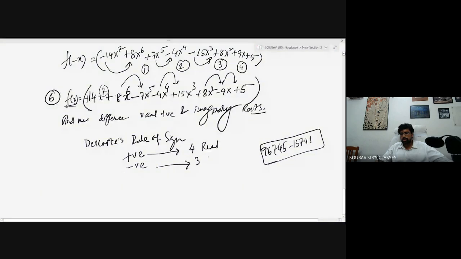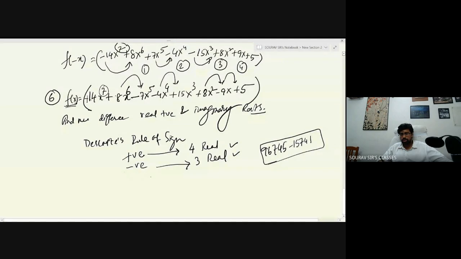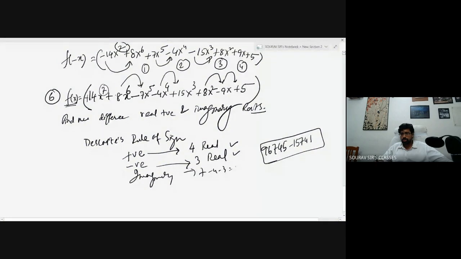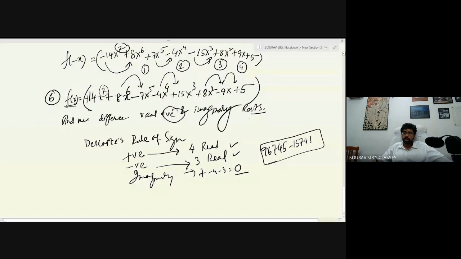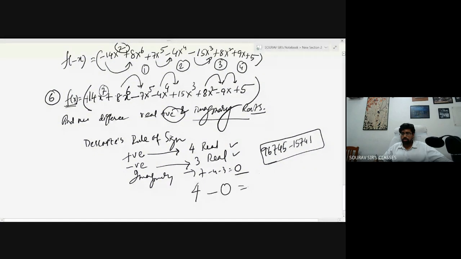Three sign changes, so 3 real negative roots. So 4 plus 3, 7, and total roots are 7. So imaginary roots are 7 minus 4 minus 3 equal to 0. So no imaginary root. Find the difference between positive and imaginary roots. Positive roots are 4, imaginary roots are 0. So the answer is 4.